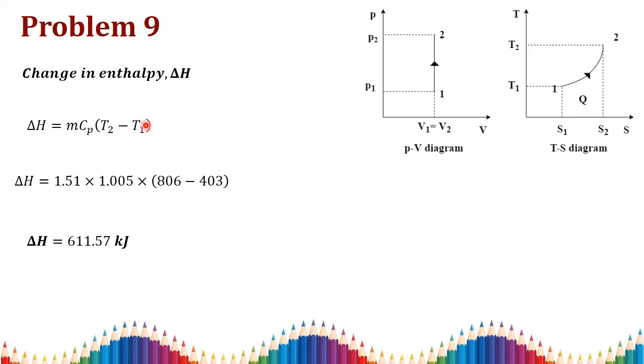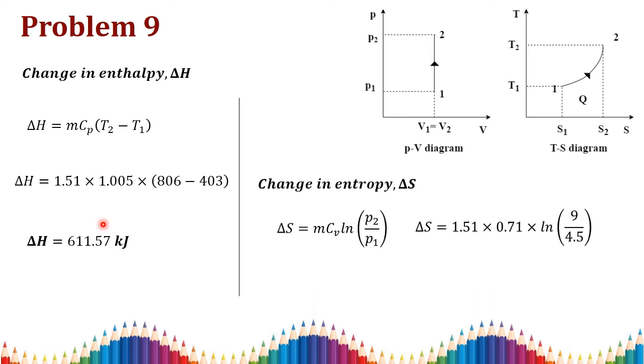Next one is change in enthalpy. Change in enthalpy is delta H, that is H2 minus H1, which is equal to mCp into T2 minus T1. Mass is 1.51. Cp is the specific heat capacity at constant pressure, which is given in the question as 1.005 kilojoule per kilogram Kelvin. When you substitute in kilojoule, you get delta H in kilojoule. When you substitute in joule, you will get it in joule. Substituting the T2 and T1 values, you will get delta H equal to 611.57 kilojoule.